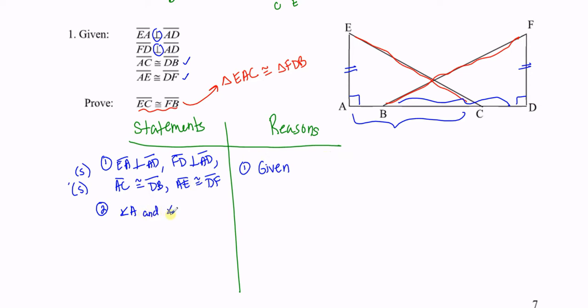Now, anything we label in the picture, we want to make sure we write out in our proofs, because the proof, the statements and reasons, is what I actually grade. So on the statement side, angle A and D are right angles, and the reason is the definition of perpendicular lines. Perpendicular lines intersect, forming right angles.